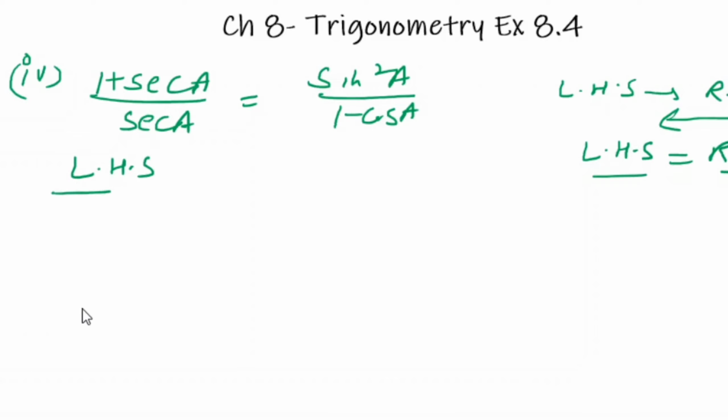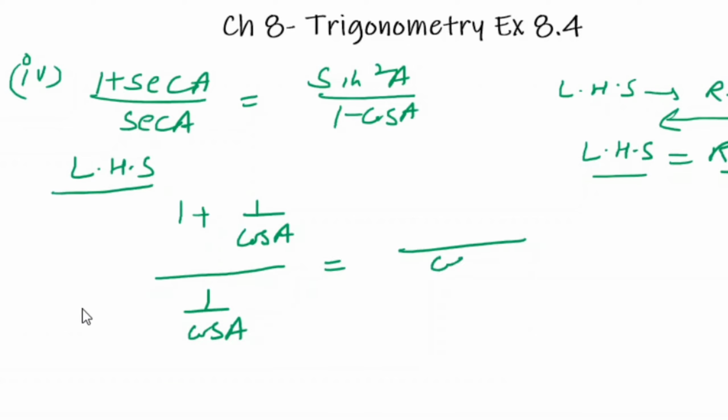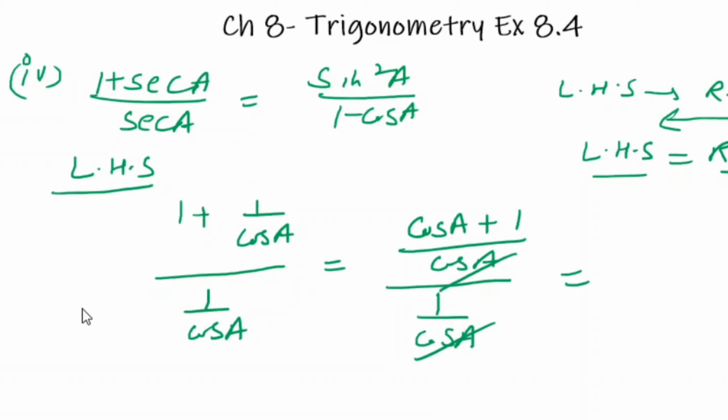So in the left hand side, what is the value of sec a? Sec a is the reciprocal of cos a. So these relationships between the trigonometric ratios we should be knowing. That is important for the question. Otherwise we get stuck. So I am taking the LCM in the numerator, and in the denominator we have 1 upon cos a already. So just cancel it, and this is 1 plus cos a. This is our left hand side.